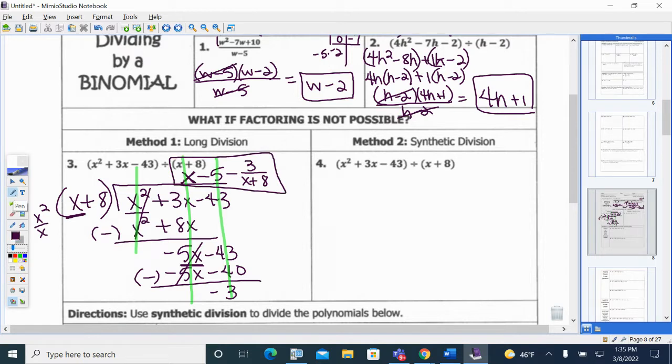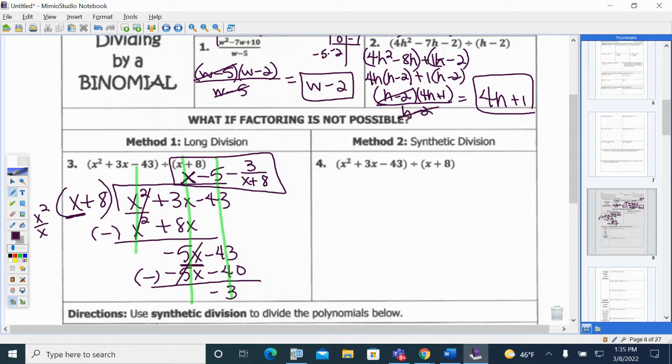Now, synthetic division is brand new to you. You've never seen this before. I love synthetic division. I will choose to do synthetic over long division all day, every day. It's a little tough to get used to at first, so bear with me.